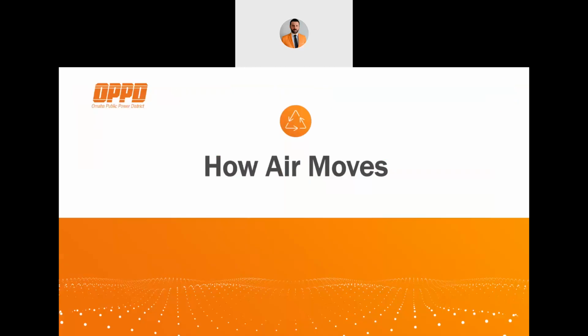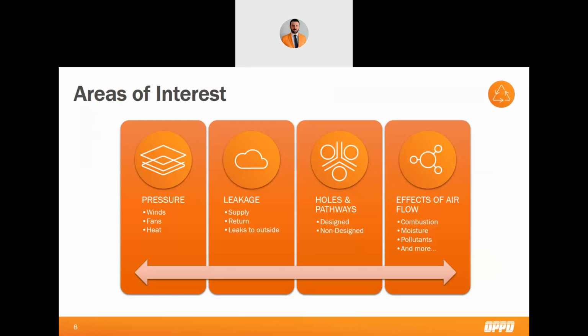Let's see just how air moves. The main areas of interest with airflow are pressure, leakage, holes in pathways, and the effects of airflow. Pressure in a home is caused by winds, fans, the blower, as well as heat. Leakage refers to duct leakage specifically, such as from your supply and return air ducts. This also includes areas where the ductwork may leak to the outside, in the case of ducts that are in unconditioned spaces like attics and crawl spaces.